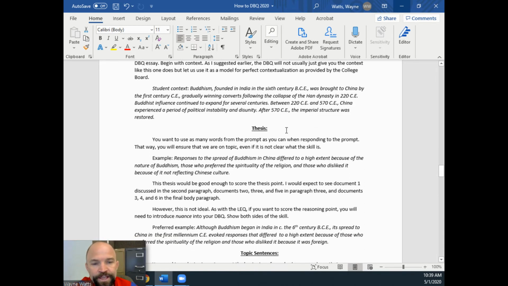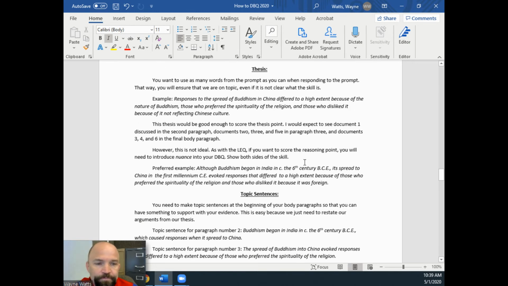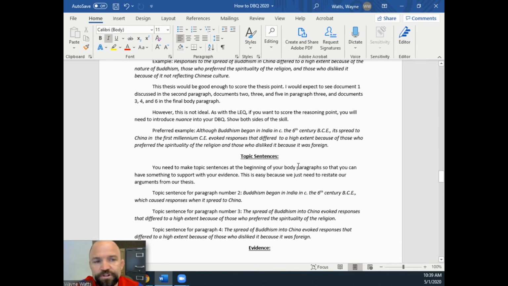So, thesis. You want to use as many words from the prompt as you can when responding to the prompt. That way you will ensure that you are on topic, which is the biggest issue, even if it's not clear what the skill is. So an example thesis: Responses to the spread of Buddhism in China differed to a high extent because of the nature of Buddhism, those who preferred the spirituality of the religion, and those who disliked it because it did not reflect Chinese culture. So that thesis would be good enough to score the thesis point.